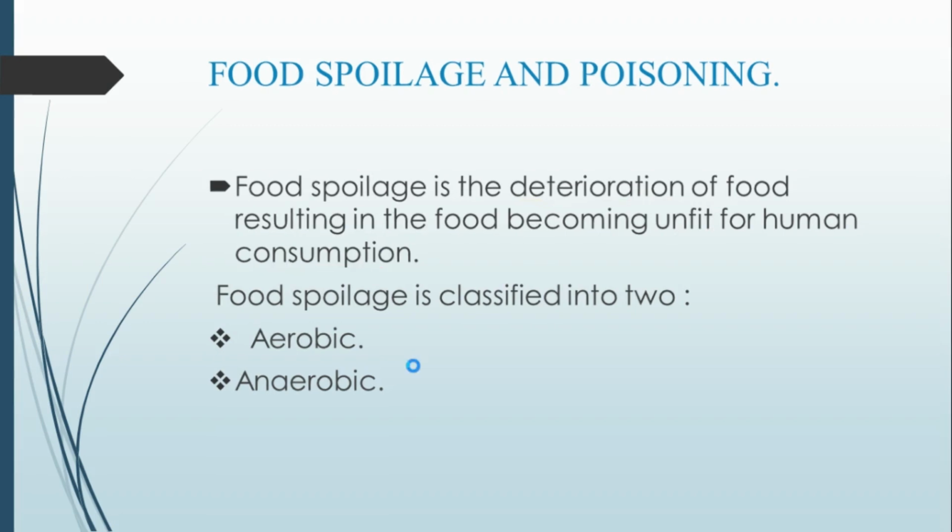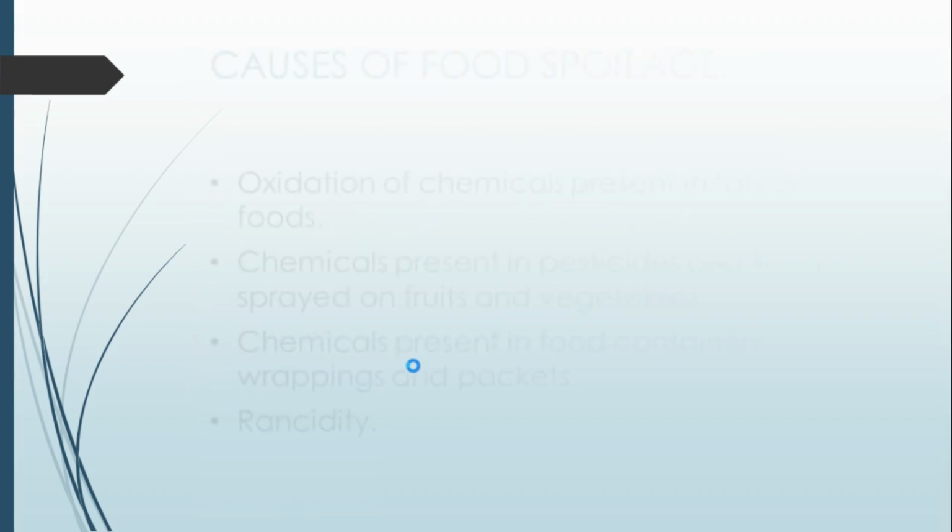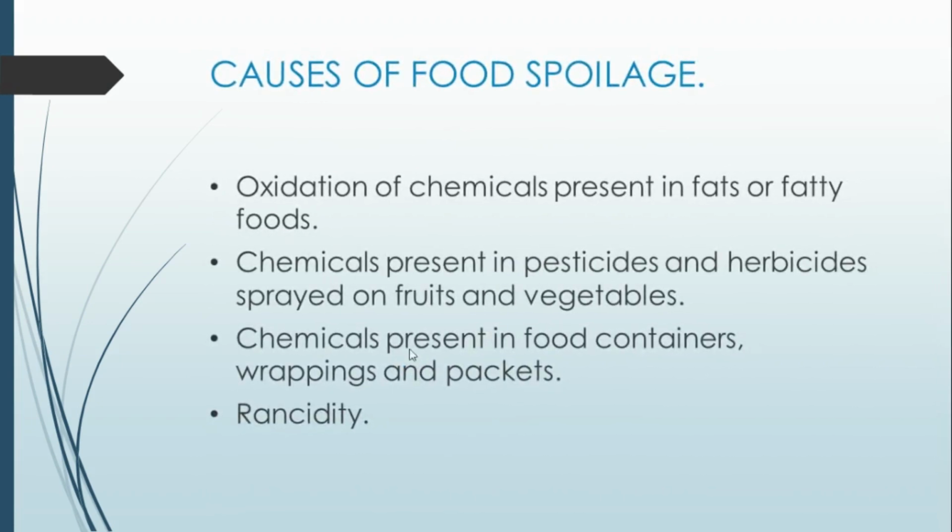Now, what causes food to spoil? Number one, when there is oxidation of chemicals present in fats or fatty food. Chemicals present in pesticides and herbicides sprayed on fruits and vegetables can cause food spoilage. Chemicals present in food containers, wrappings, and packets. There is also rancidity. Rancidity is the presence of acids in food.